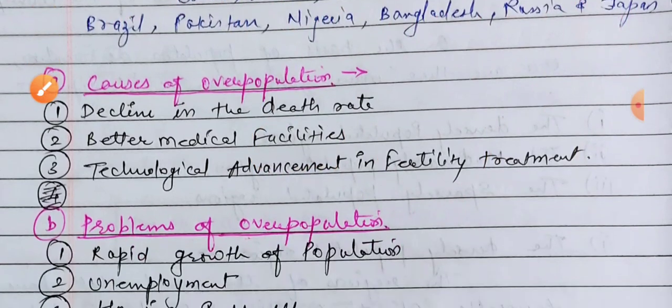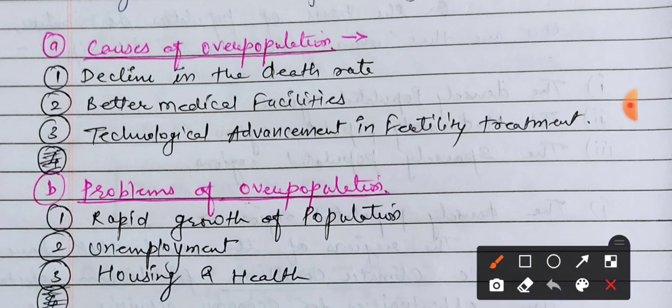And then the causes of overpopulation. What are the causes? First is the decline in the death rate. Before it, there is also one reason: the total population, the land area, food production, water resources, and the total area under cultivation, these all are also reasons for this overpopulation. So causes, first of all, there is a decline in the death rate.